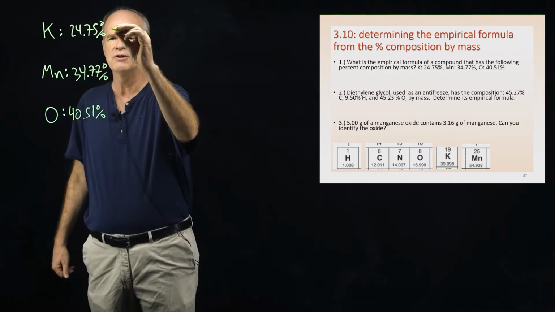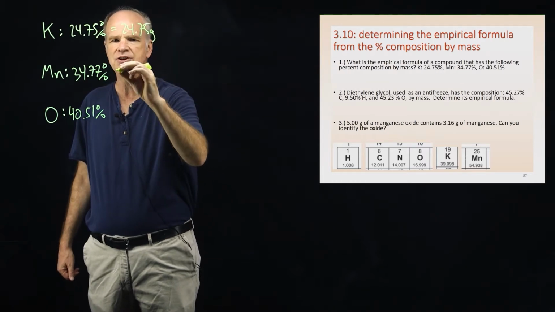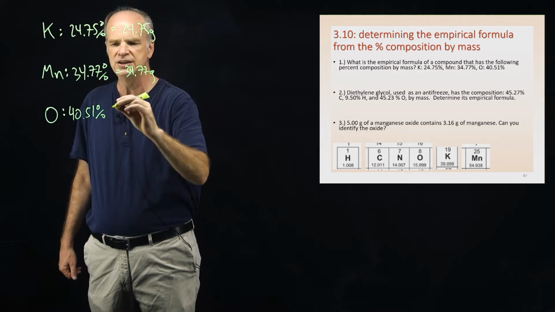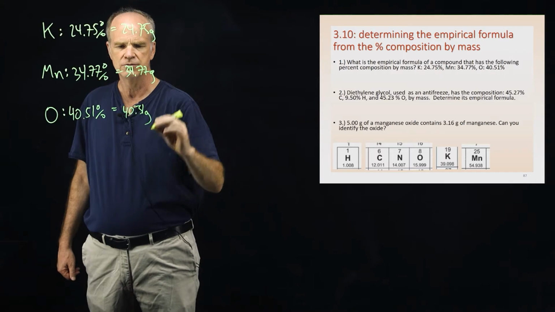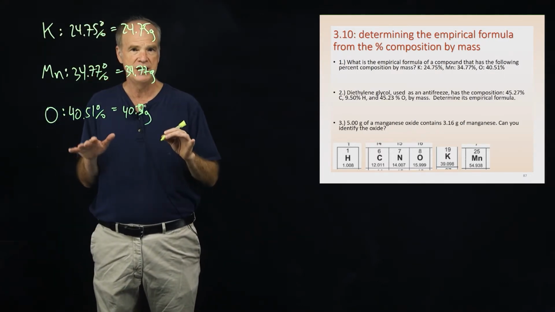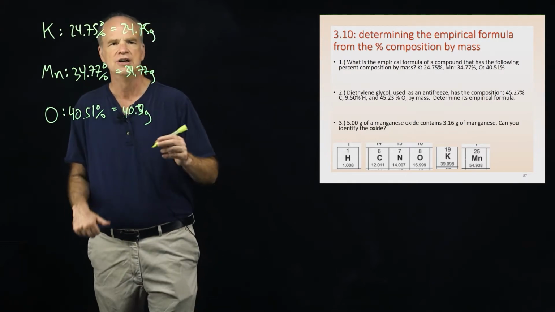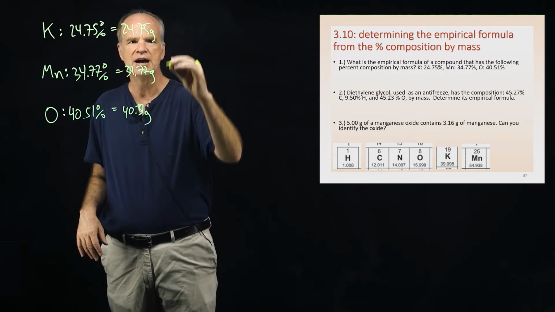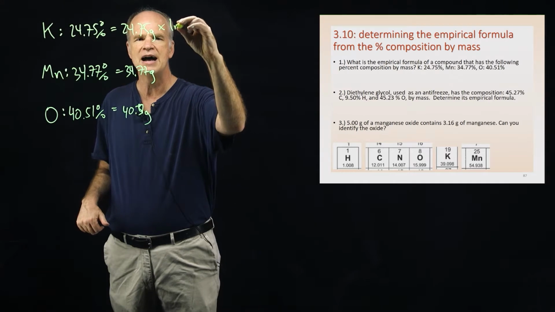So I'm just going to go ahead and do that really fast. We have 24.75 grams of potassium, 34.77 grams of manganese, and 40.51 grams of oxygen. Okay, so we have a mass ratio in the compound, but we've got to get this into a mole ratio. So you convert each of these mass amounts into moles using the molar mass. I think I have the numbers listed there for the molar masses of the elements.